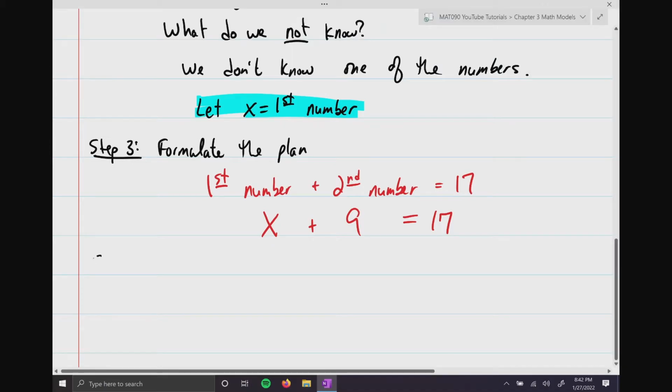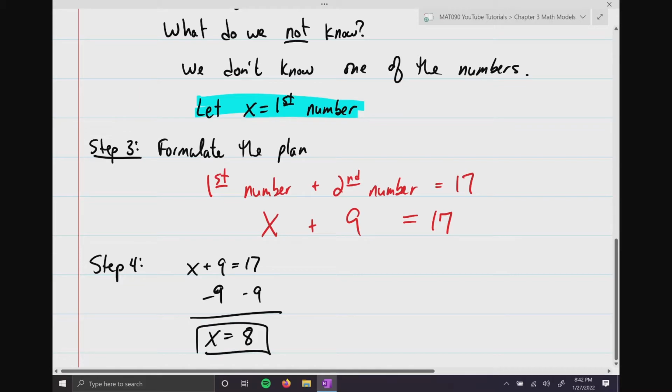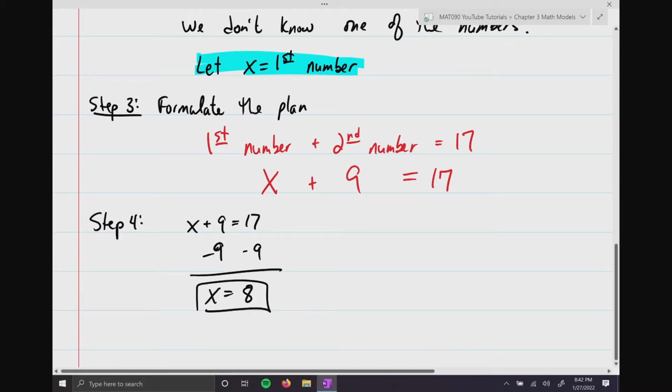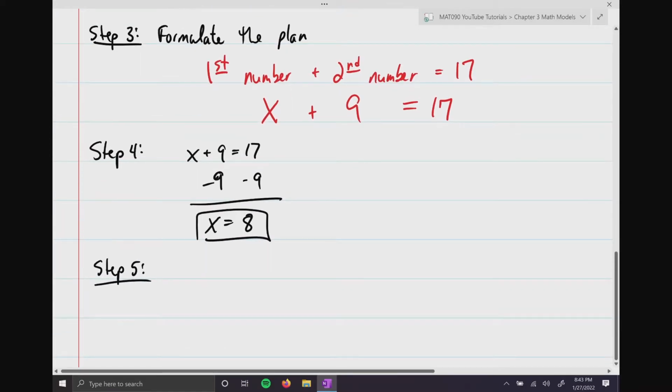Step 4. I'm just going to rewrite it, and we're going to carry out the plan. We're just going to let math do its thing. So I will subtract 9 from both sides. 17 minus 9 is going to be 8. So, step 5. Does the answer make sense? Well, you can check it if you wanted to. 8 plus 9 definitely equals 17 anywhere you go.